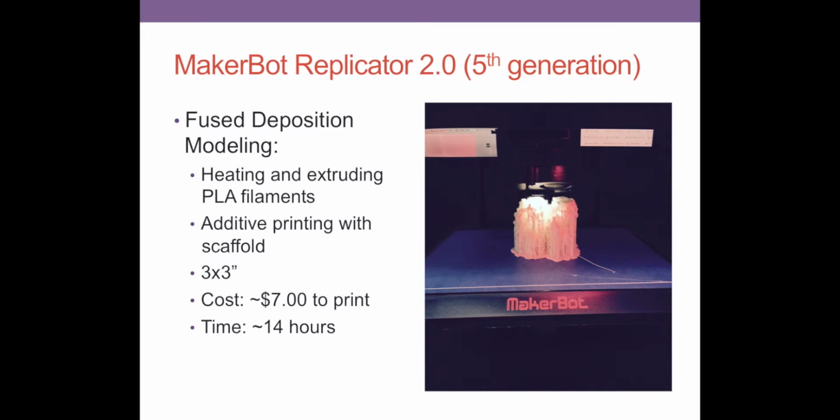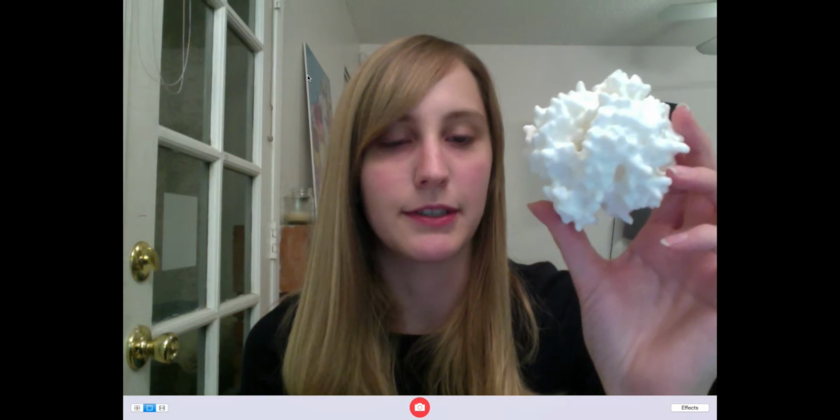I decided to create these models to be 3 by 3 inches in order to easily fit in one's hand so people can easily interact with my proteins. Here are what the models look like right after printing. They are this natural white color, and after breaking off the scaffolding, you can see a lot of the detail.